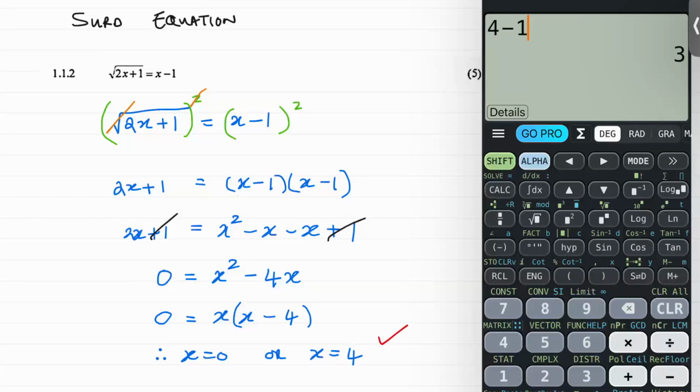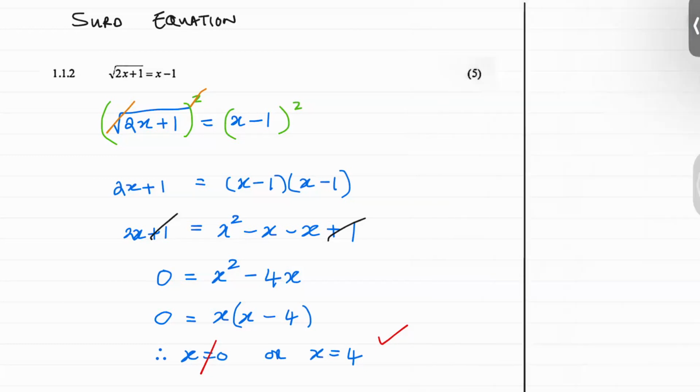So I guess this is going to be the false one then. Let's just test it quickly. If we do the square root of 2 times 0 plus 1, that's equal to positive 1. And if I do 0 minus 1, that gives me negative 1. So positive 1 is not equal to negative 1. So it certainly means that this option here is false. And the only one that's true here is x equal to 4. Okay.